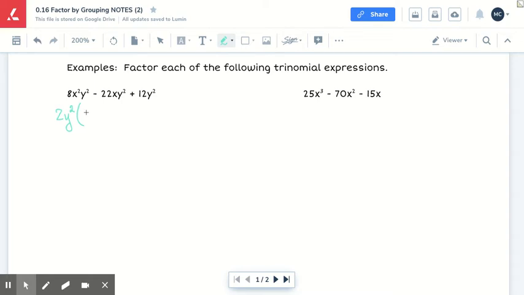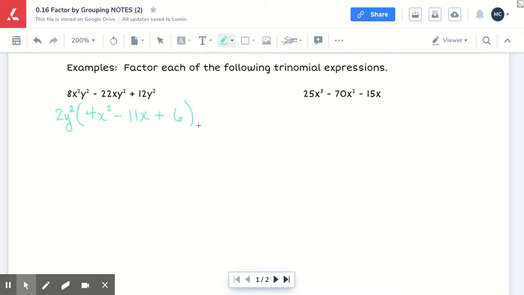So 8x squared y squared divided by 2y squared would be 4x squared. Then 22xy squared divided by 2y squared: 22 divided by 2 is 11, and the y squareds cancel each other out, so that just leaves x for the variable. And then the third term, 12y squared divided by 2y squared. Again, the y squareds cancel each other out, and 12 divided by 2 is 6.